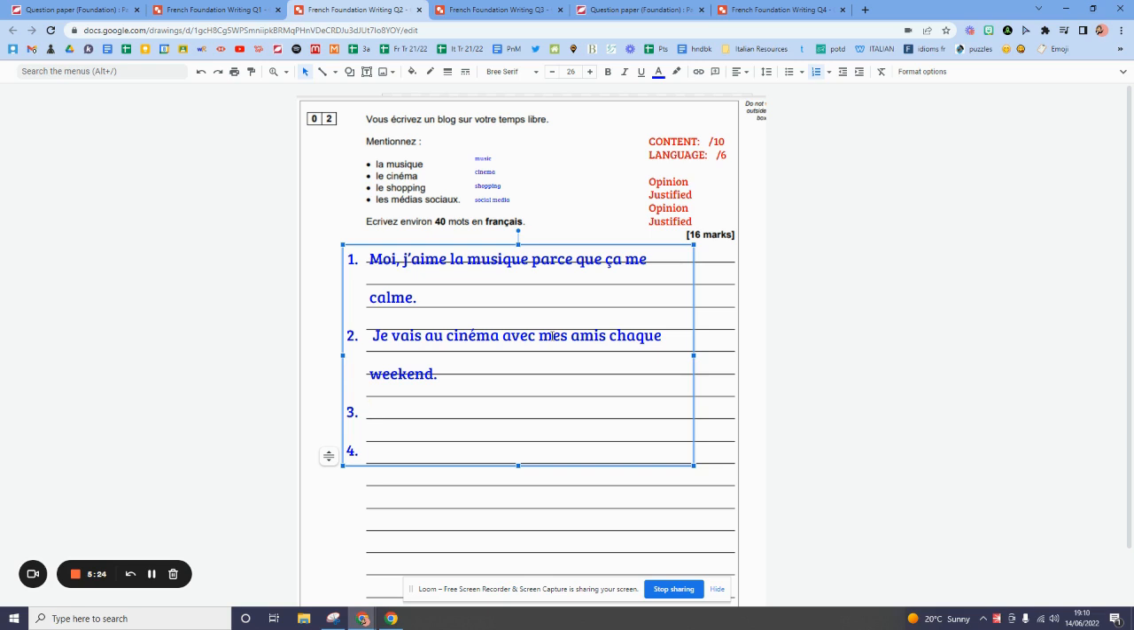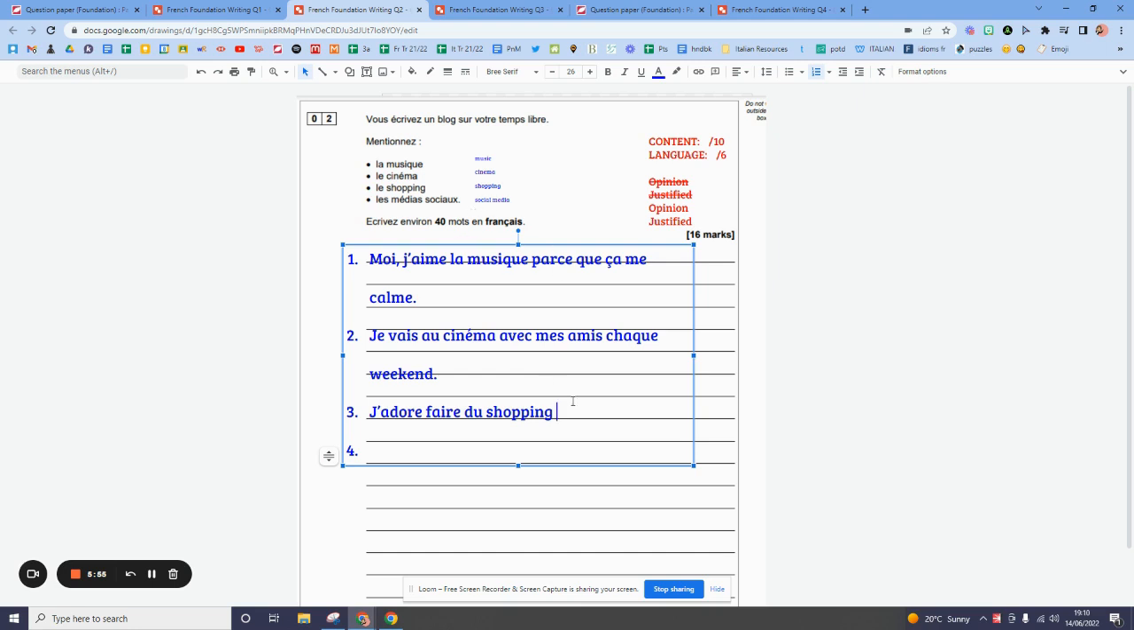Bullet point number 3. Let's take a look at it. Le shopping. So I've already got 1 opinion done, and I've justified it. Oops. Now I need to get another opinion and another justification in. So let's get another opinion in. Do you love shopping or do you hate shopping? Let's not be crazy here. We love shopping. So, j'adore faire du shopping. Need a reason, and I want to have a little bit of variety.